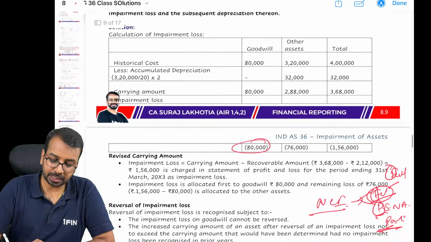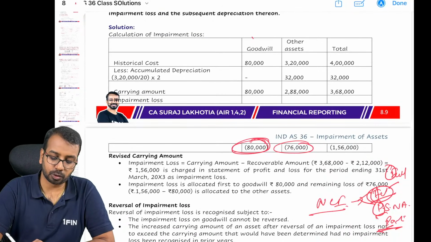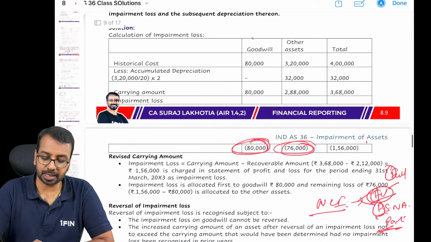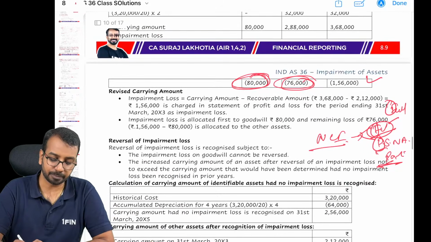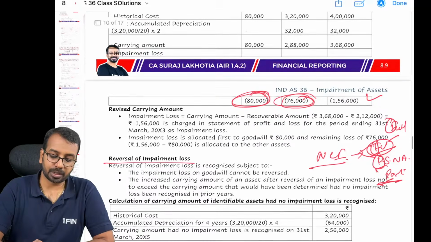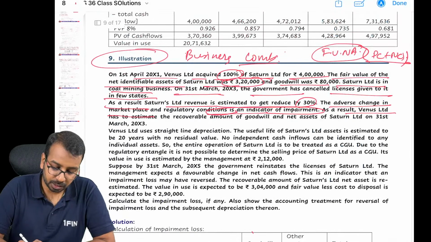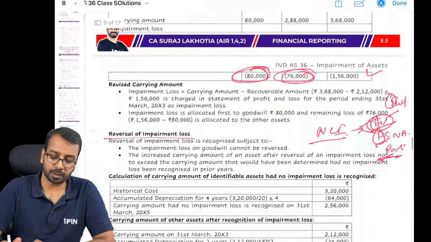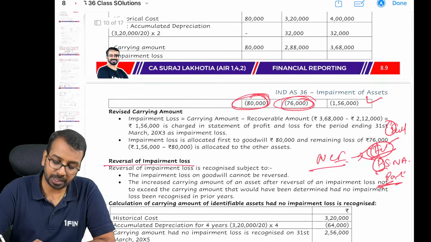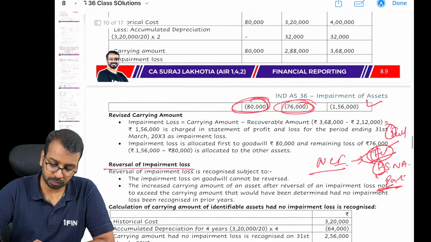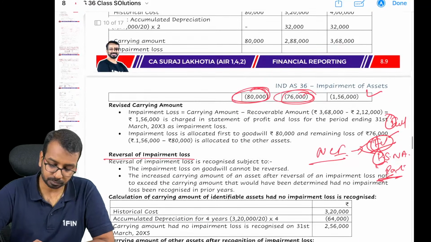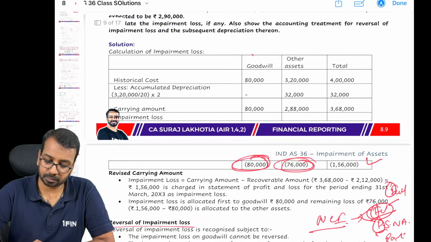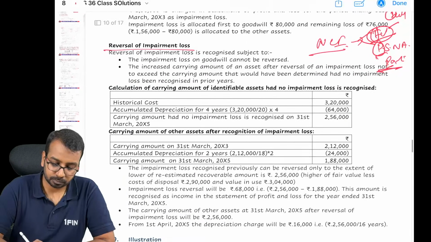So first goodwill is 80,000, impairment is 80,000 for goodwill, and other asset it is 76,000, total impairment is 156. Then reversal of impairment loss. Now what happened? By 31st March of year 5, here we are talking about year 3, so 2 years have passed by. For 2 years you will calculate depreciation on 288 minus 76. 212. Carrying amount as on 31st March is 212.